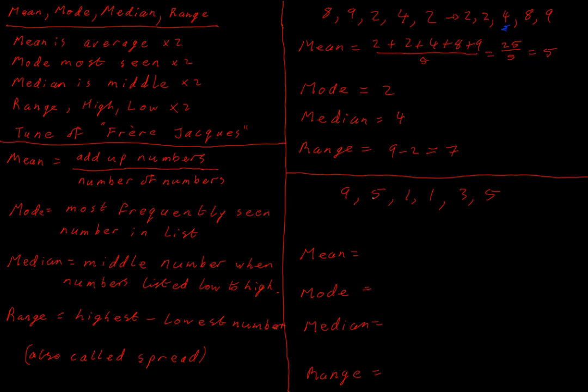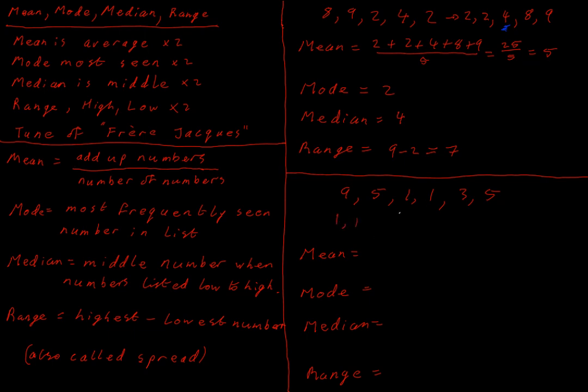We have 9, 5, 1, 1, 3, 5. Our first job, as always, is going to be to reorganize this from smallest to biggest. So we have two 1s, 1, 1.